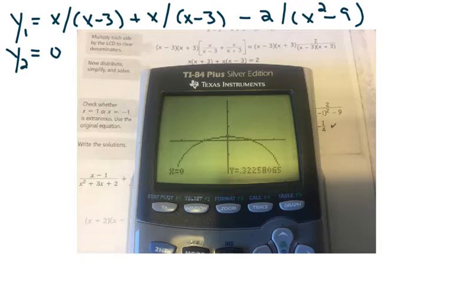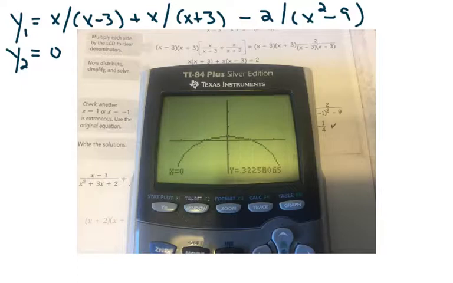To do this problem in the calculator, the best way to do it is to set the equation equal to 0. So not only did I set my equation equal to 0, but I also showed you what it looks like when I type it into y1 equals, because it's actually too long on the screen for me to show you the whole thing. So I did x over, and notice the parentheses, x minus 3, plus x over parentheses, oops, that should be x plus 3, sorry, minus 2 over x squared minus 9.